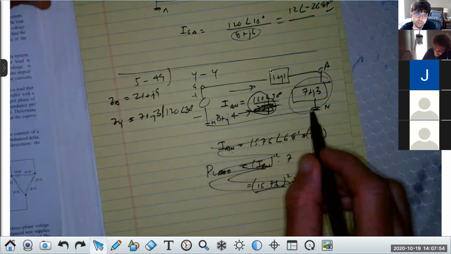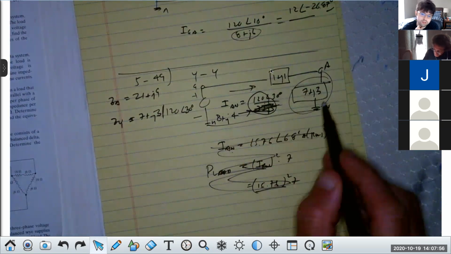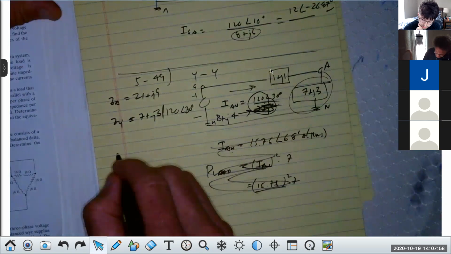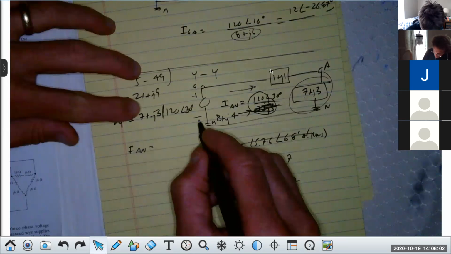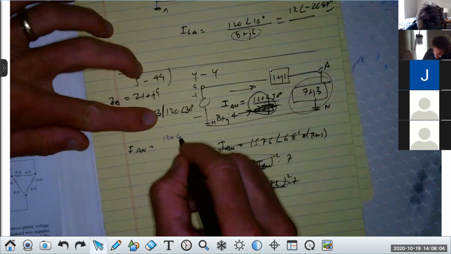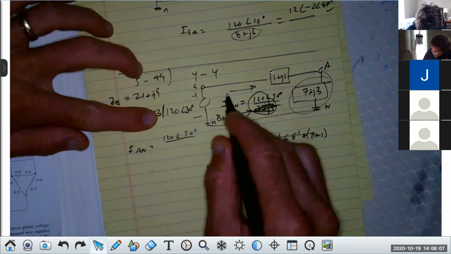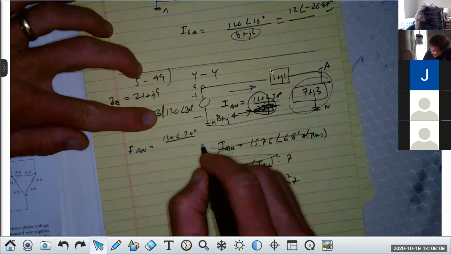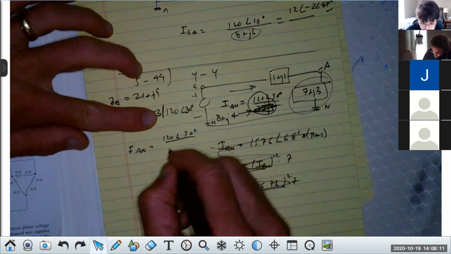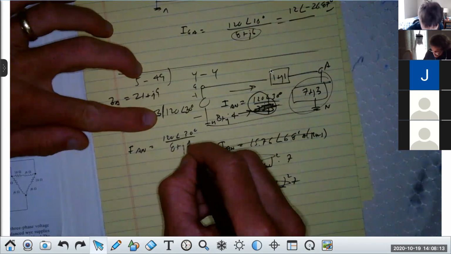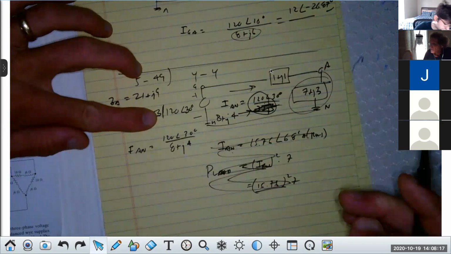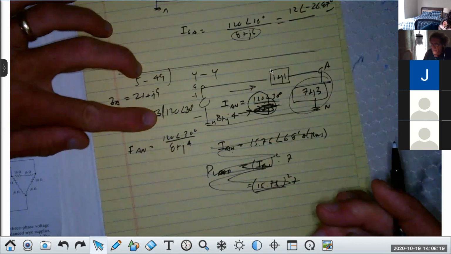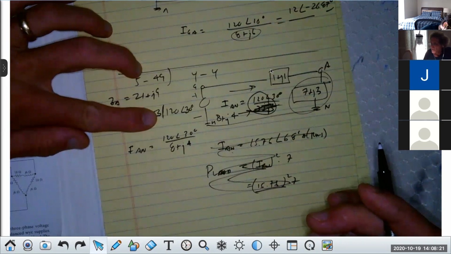Because there's 1 plus J1 and 7 plus J3 is the series value. This would be I, capital A, capital N, equal to 120 at an angle of 30 degrees divided by the series impedance, which would be 8 plus J4. That's exactly right. Thank you, whoever said that. Was that you, Luke, or who?